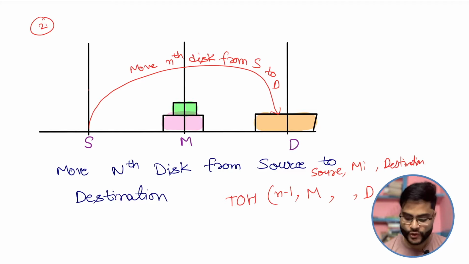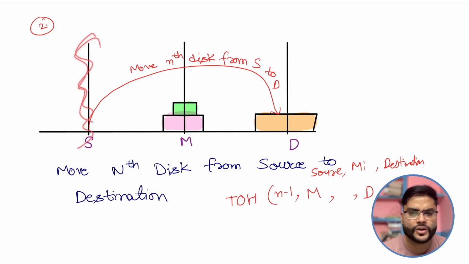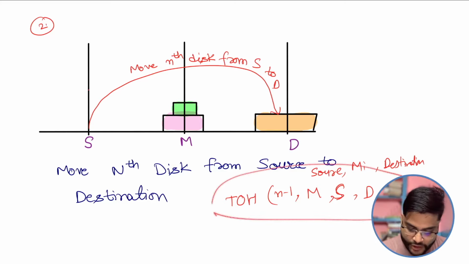So I know my source rod, I know my destination rod. Now, what will be my helper rod? See, this will be my helper rod, or middle rod, you can say. So my S will be the middle rod. I hope you understood this recursive call.